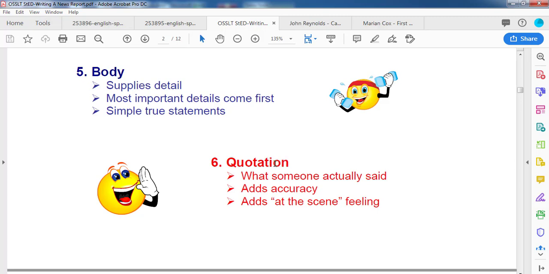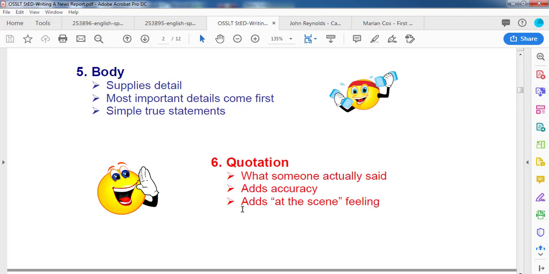Now the quotation, which is the last paragraph of the body, you have to have an eyewitness, and this eyewitness will give your story credibility, because he was there and he will tell you exactly what happened. So the reader will buy your story. The reader will understand that you are telling the truth and you are not just fictionizing it. So the quotation will be about what someone actually said. This is a direct speech, by the way.